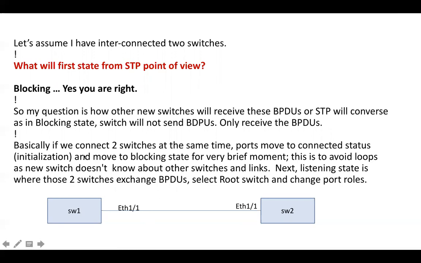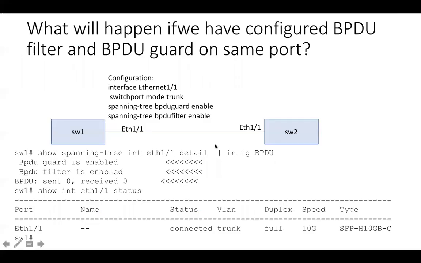So the answer is, whenever we connect two switches at the same time, the port will initialize or come into a connected state and move to the blocking state for a very brief moment, as we are not seeing the BPDUs for the time being. In that case, switch 1 or switch 2 will assume that there is no device which is sending BPDUs. So let's move to the next state and elect itself as a root bridge, and do the port role changes accordingly.